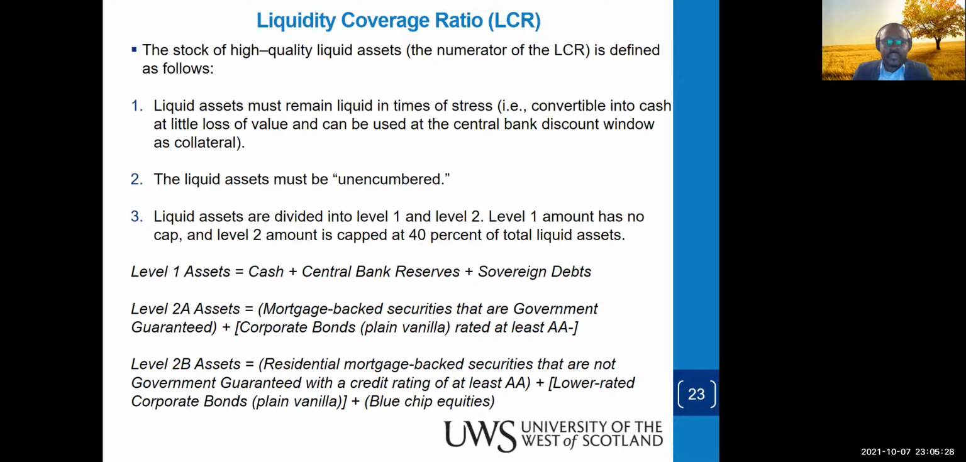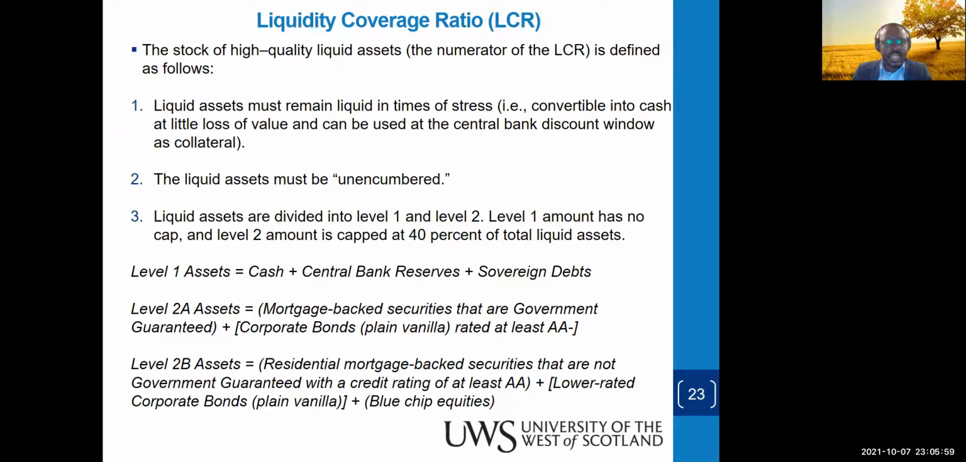So, liquid assets must be maintained in liquid forms or must remain liquid in times of stress, convertible into cash at very short notice with little or no loss, and can be used at the central bank discount window as collateral. They must be unencumbered, with no or not much stress on them. Liquid assets are divided into two levels, level one and level two. Level two has A and B.